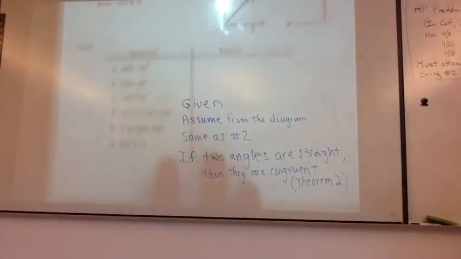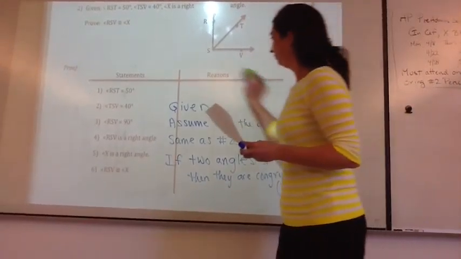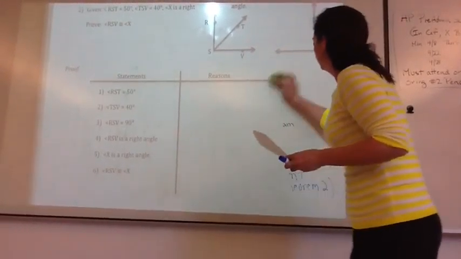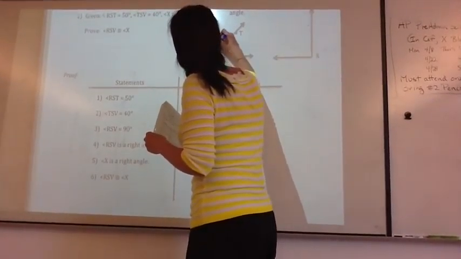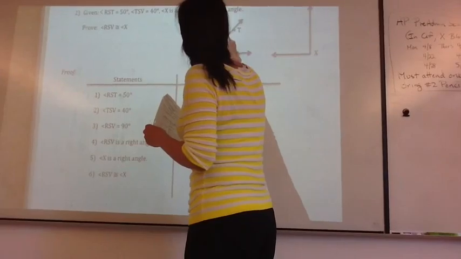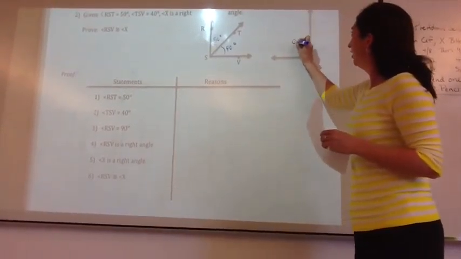Marquina, can you read me the givens that I have? Angle RST equals 50 degrees, angle TSV equals 40 degrees, and angle X is a right angle. And angle X is what? A right angle.